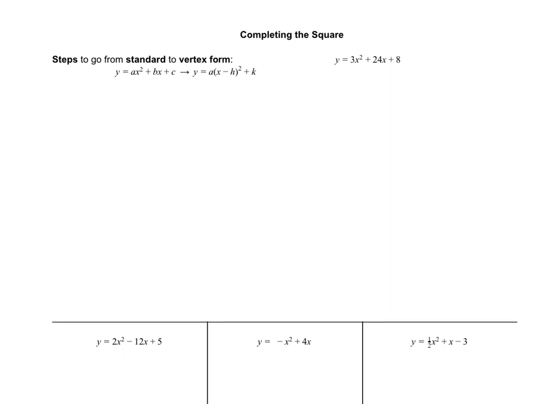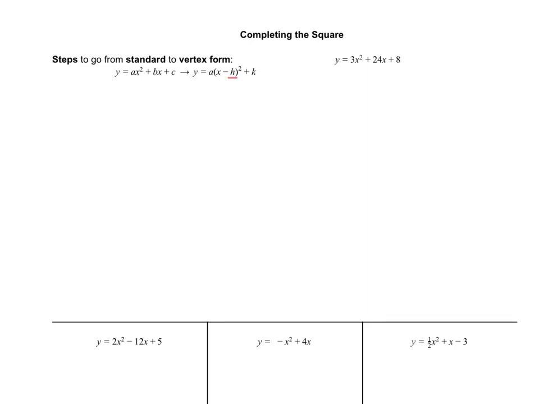Completing the square is a method used to turn a quadratic equation from a standard form to vertex form. And we know vertex form is important for giving us the vertex, the axis of symmetry, and the optimal value. So just a quick refresher here.